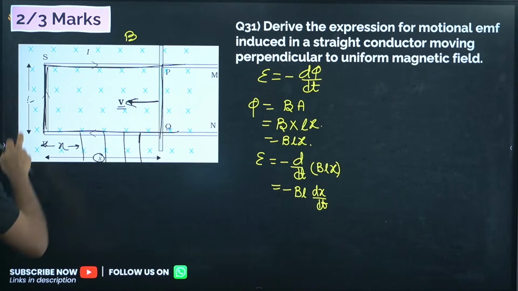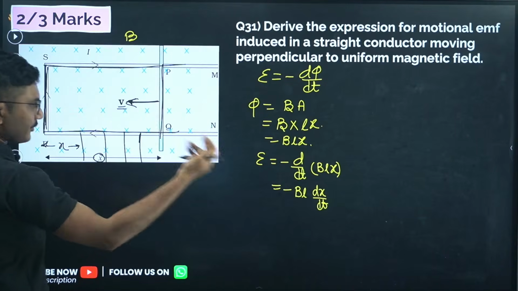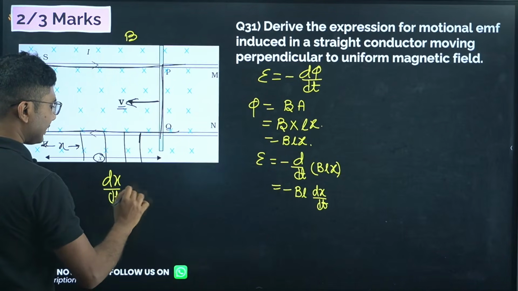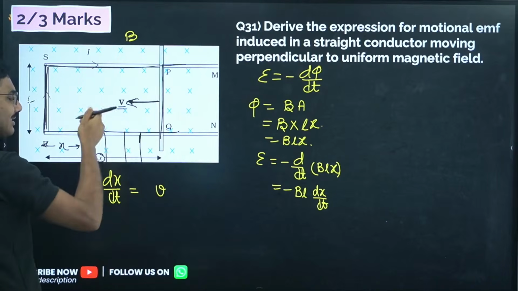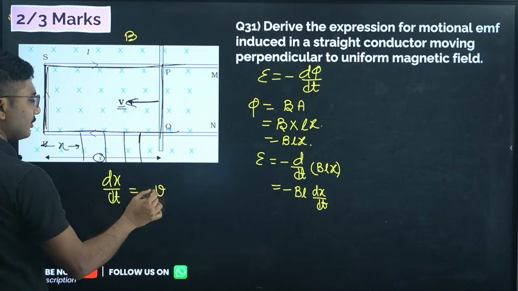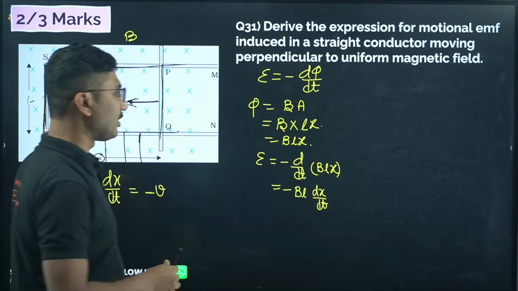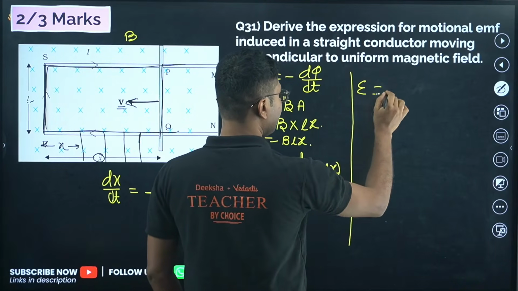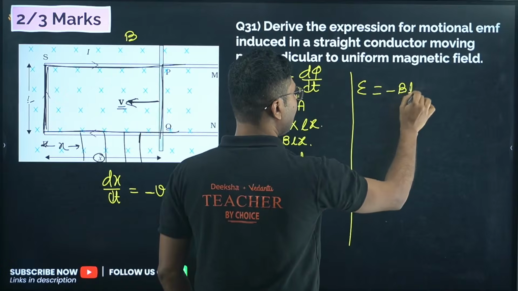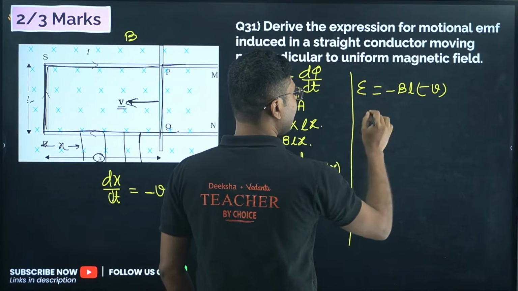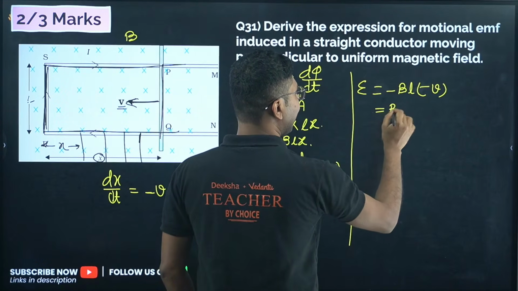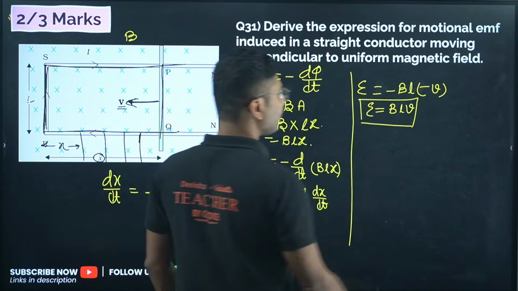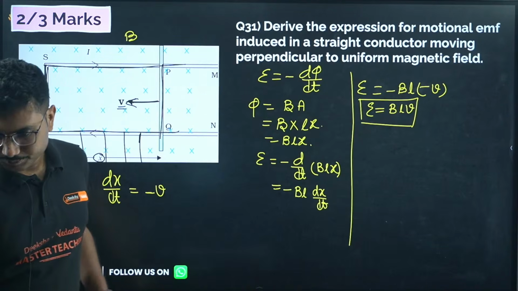So first of all, the rate of change of distance is given by velocity. So dx/dt is velocity, and as x is decreasing with time, dx/dt will give you negative of velocity. So from here we can say that the induced EMF is given by minus B into L into minus v, that is BLv. This is the induced EMF and this is called motional EMF.